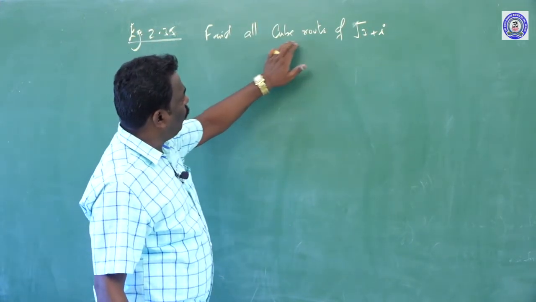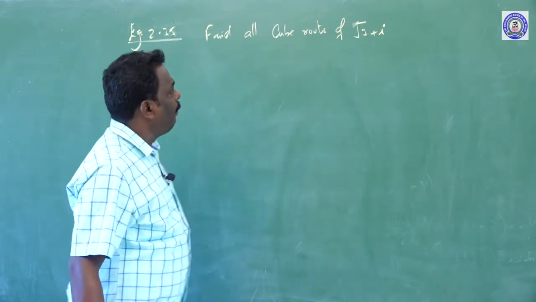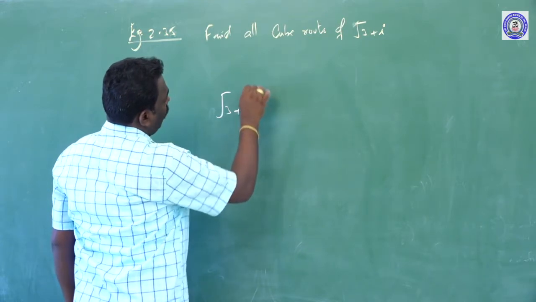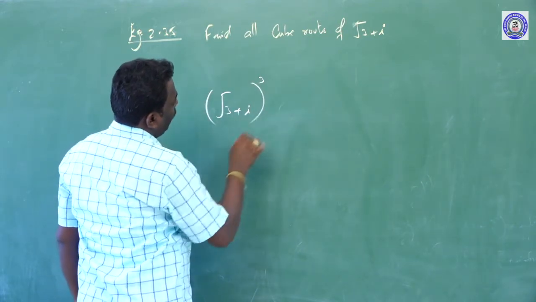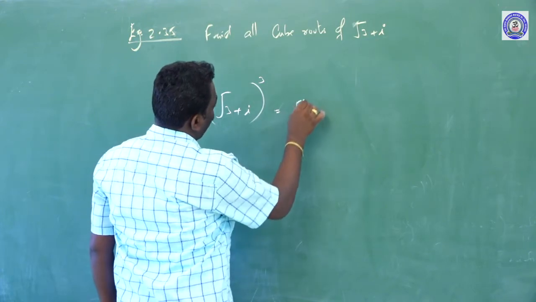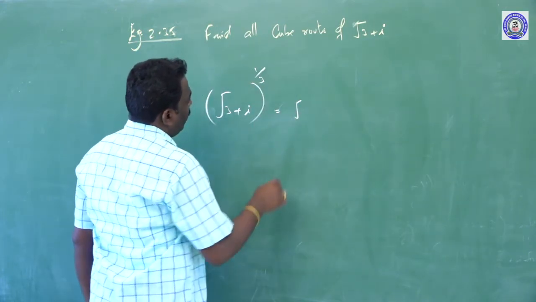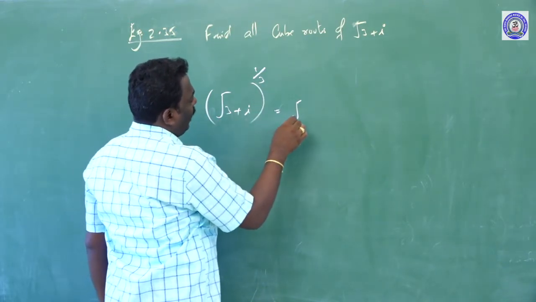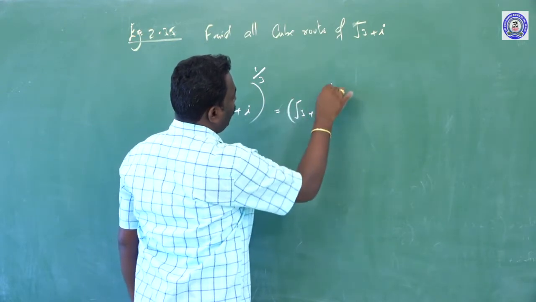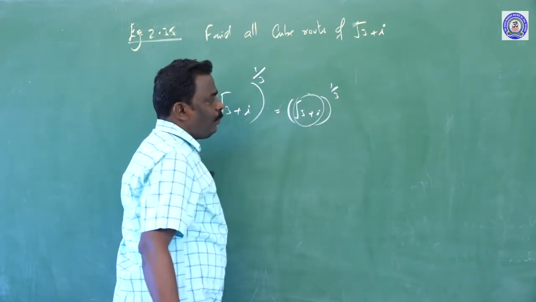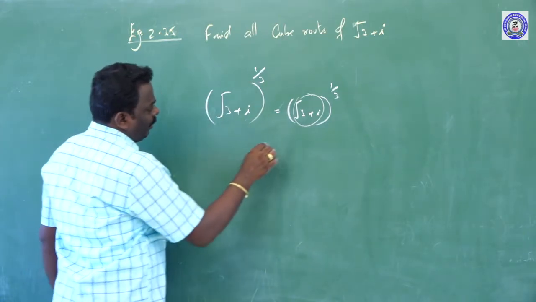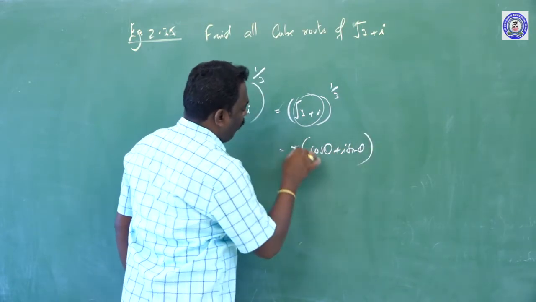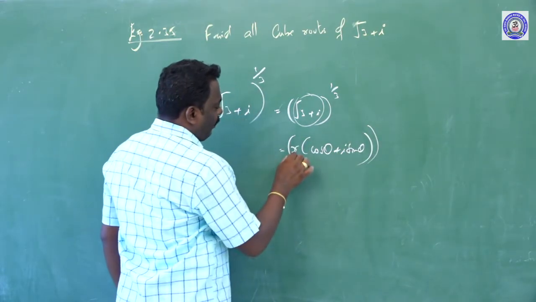Find all cube roots of root 3 plus i. That means the cube root of root 3 plus i, that is (root 3 plus i) whole power 1 by 3. First we want to write it in polar form. The polar form of a complex number is r into cos θ plus i sin θ. First find the r value.